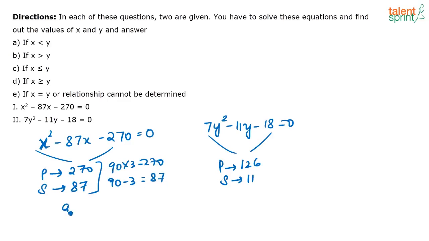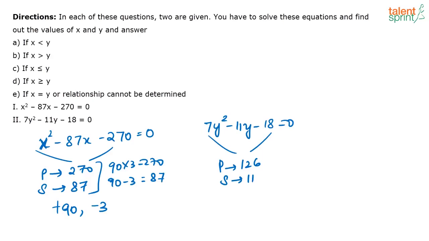So what are our roots going to be? It's going to be 90 and 3. Now you have both minus here, so your bigger root is going to be positive and your smaller root is going to be negative, correct? According to sign, if you have minus minus, the smaller root is negative and the bigger root is positive.